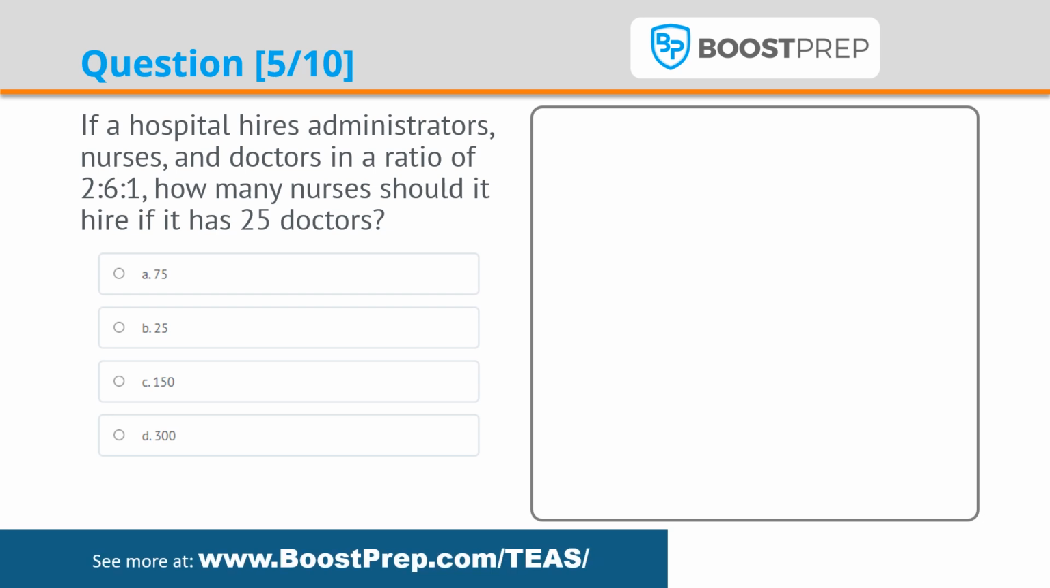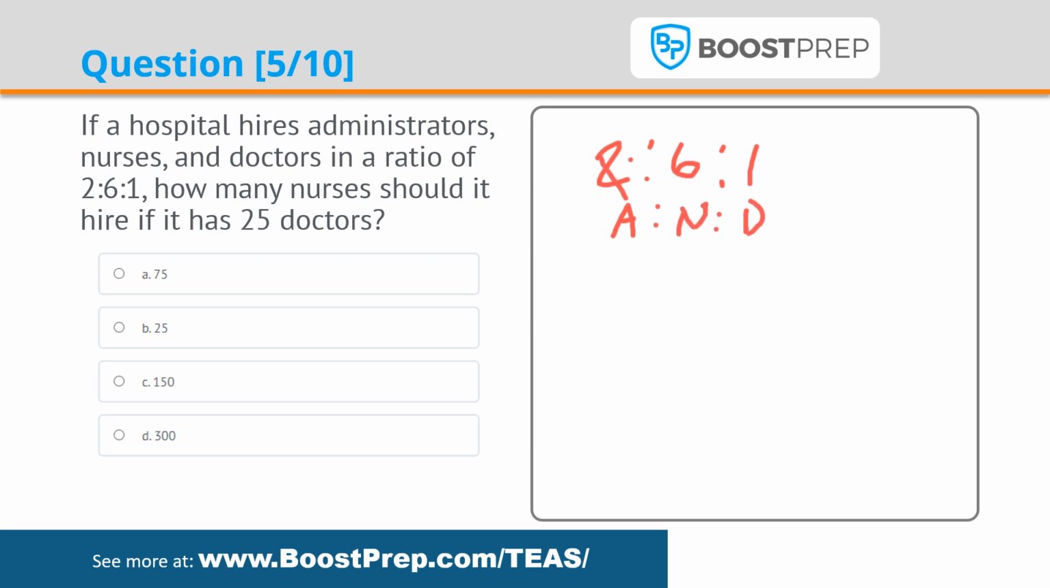If a hospital hires administrators, nurses, and doctors in a ratio of 2 to 6 to 1, how many nurses should it hire if it has 25 doctors? First off, the question tells us that they hire in a ratio of 2 to 6 to 1 for administrators to nurses to doctors.